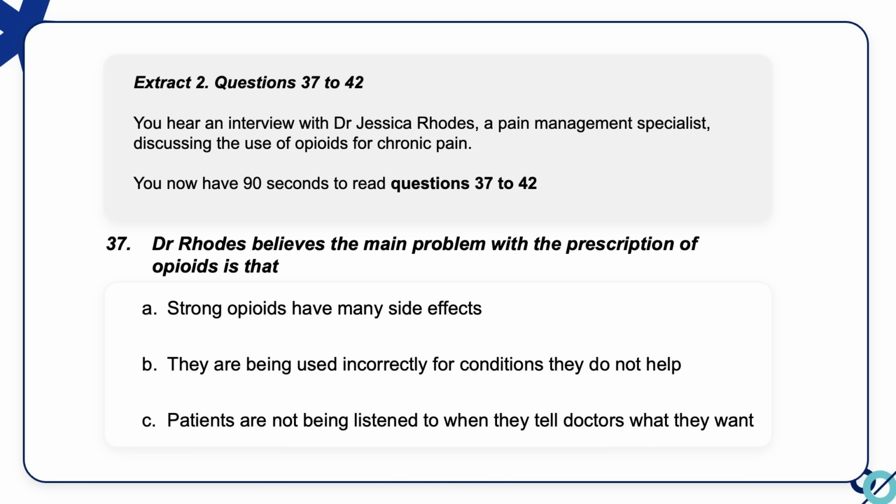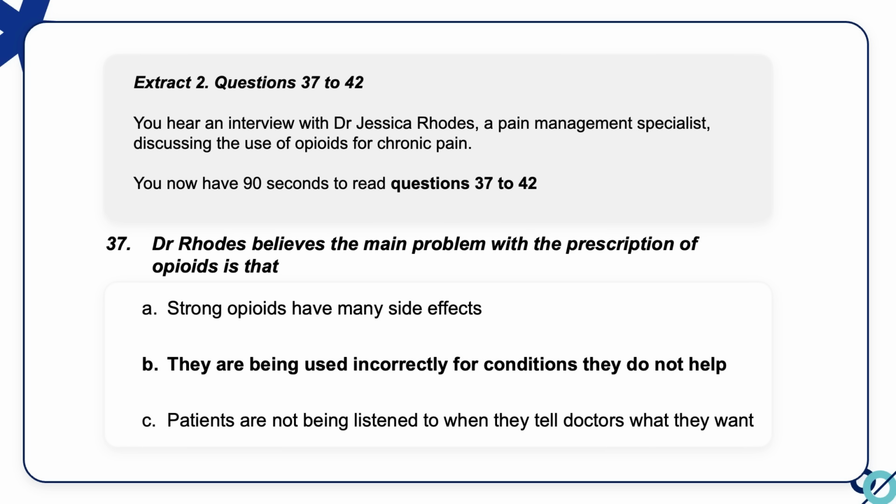Let's move on to extract 2. For question 37, Dr. Rhodes believes the main problem with the prescription of opioids is that they are being used incorrectly for conditions they do not help. Answer B. She states we've seen time and time again that this type of medication doesn't work for patients with chronic pain.